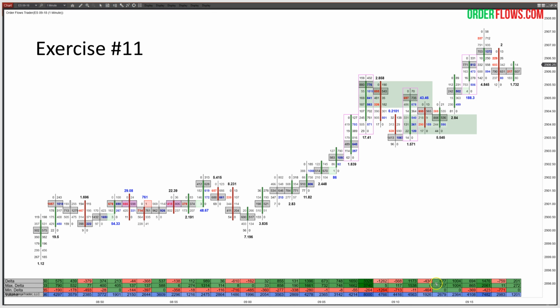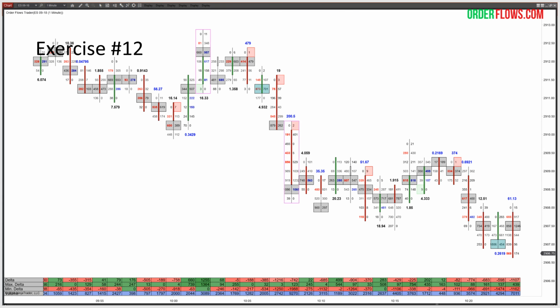And then you're getting in here, you've got a flip: negative delta of 434 versus a min delta of 464. And you've got a final delta of 677 in the next bar against a max delta of 717. And then even the next bar, it's all positive delta as we move higher. Okay, so exercise number 12.